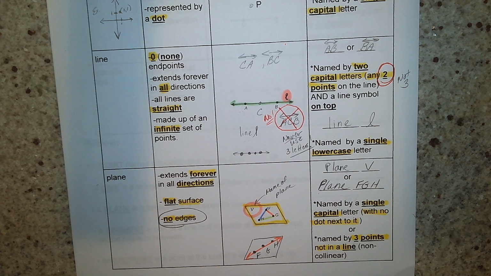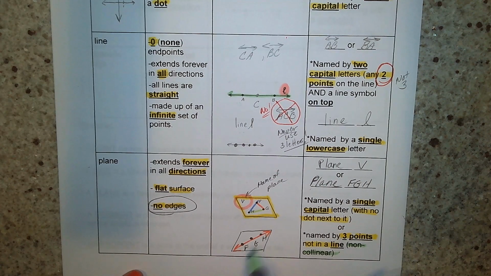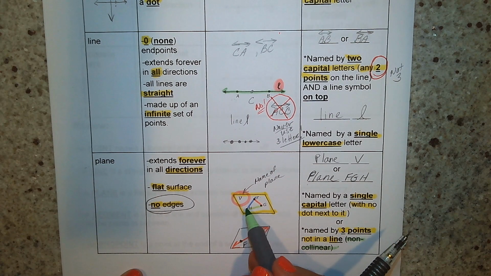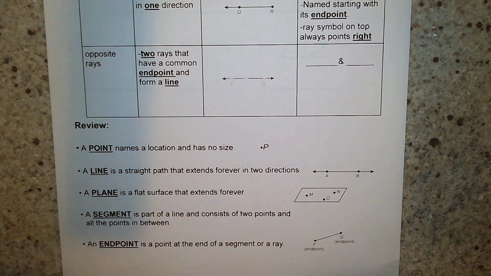Not in a line, the term we use for that is non-collinear. These 3 points, F, G, and H, they would be collinear. They would be on the same line, whereas F, G, and H up here are what we call non-collinear. They're not in a line, okay? All right, let's go on to the next concept.